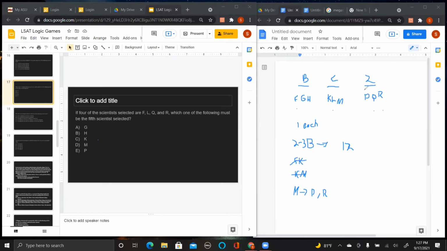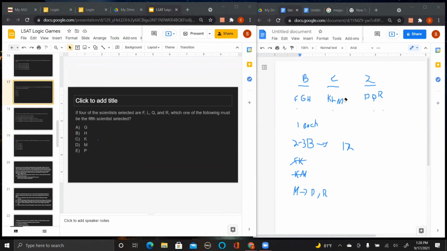Q and R, that's 2 Z's, 2 zoologists, which means we only have 1 botanist. So F is the only botanist. So not G or H. And then we included F, so it can't be K, right? Because no F and K, which leaves us with M or P. But if we have M, we have to have P, right? So no, can't be M, because that would bring 2, and we only have 1 spot left. We have 1, 2, 3, 4 already selected. We're looking for 1 spot, and M would bring P along with it. We can't have that. So it's just P. So the answer here is E. Simple enough.